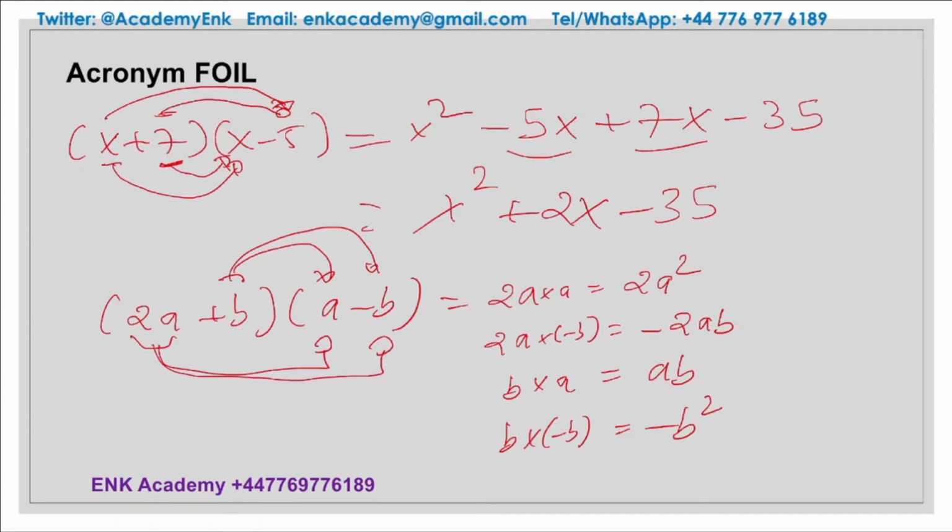And we add all together to get 2a squared minus 2ab plus ab minus b squared. And because we have like terms in ab here, the final result is 2a squared minus ab minus b squared. So this is actually an easy way to remember both the grid method and the FOIL method, where we multiply each term in the bracket.